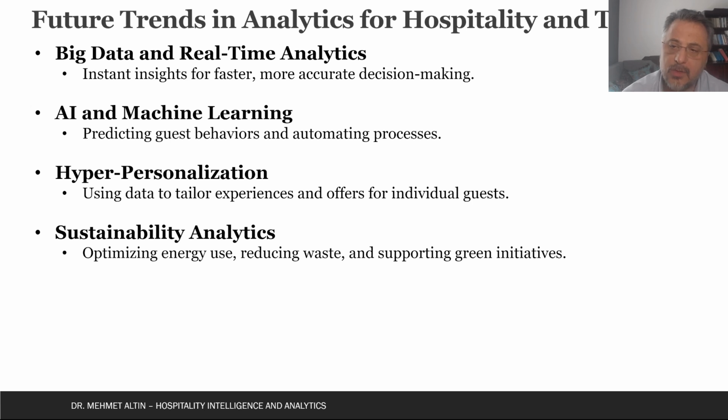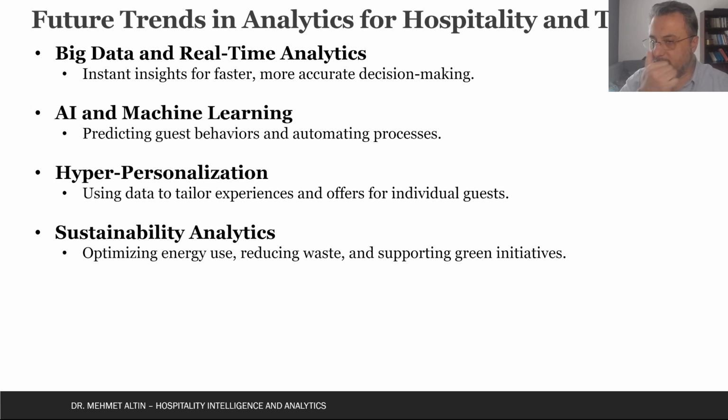Another thing is called hyper-personalization. This is also a major trend. By leveraging guest data, businesses can deliver highly tailored experiences such as personalized offers, room preferences, or dining suggestions. This kind of thing has actually been used in Las Vegas for a long time, but it is becoming easier for smaller businesses to catch up as well, and it improves, of course, customer satisfaction and loyalty.